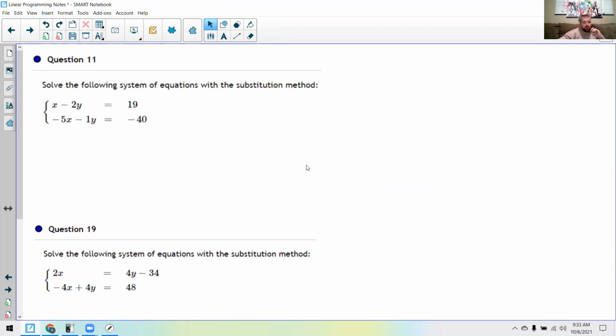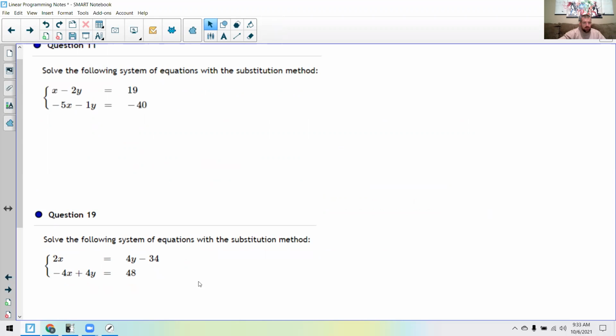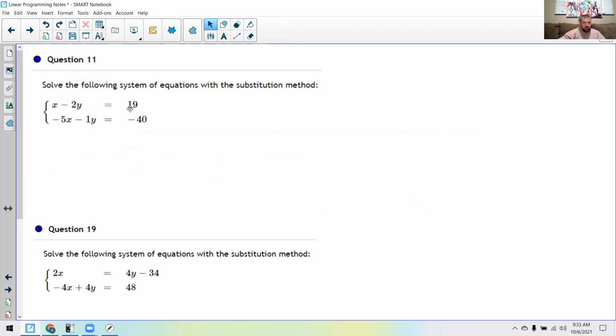Okay, so I have two questions. X minus 2y equals 19, negative 5x minus 1y equals negative 40. And I have 2x equals 4y minus 34. And then negative 4x plus 4y equals 48. All right, so you don't have to use the method they recommend. I wouldn't use substitution for the first one. I would use addition. But I'm going to give you a couple minutes.